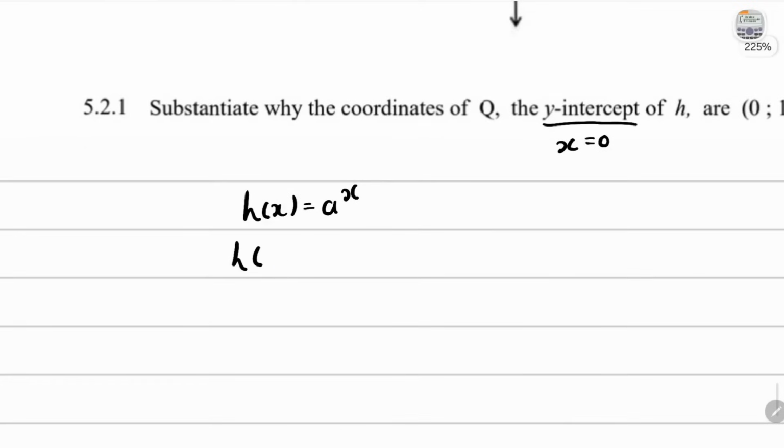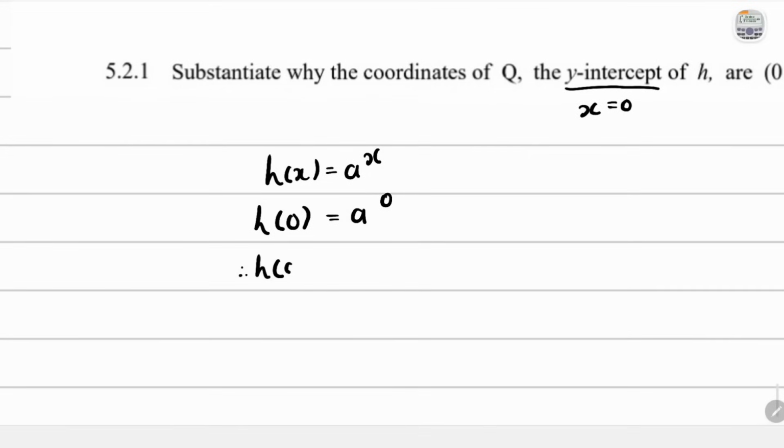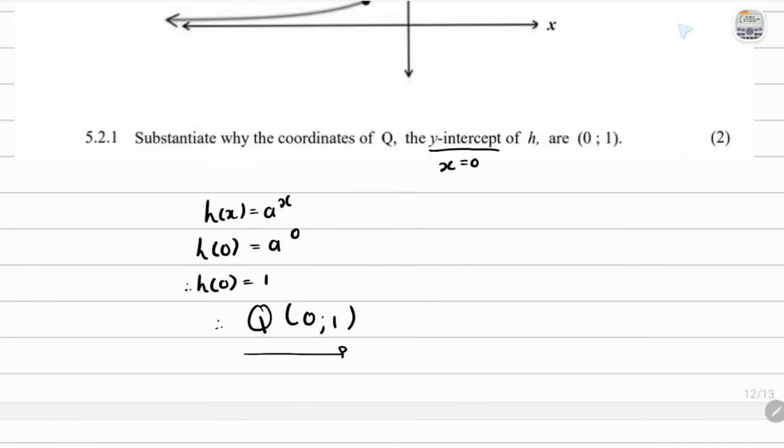Okay, this would be y, because h of 0 is equal to a to the power of 0, and anything to the power of 0 is simply equal to 1, and that would be the reason why. So we know that q is 0 and 1. Therefore, q is 0 and 1. Moving on to the next question.